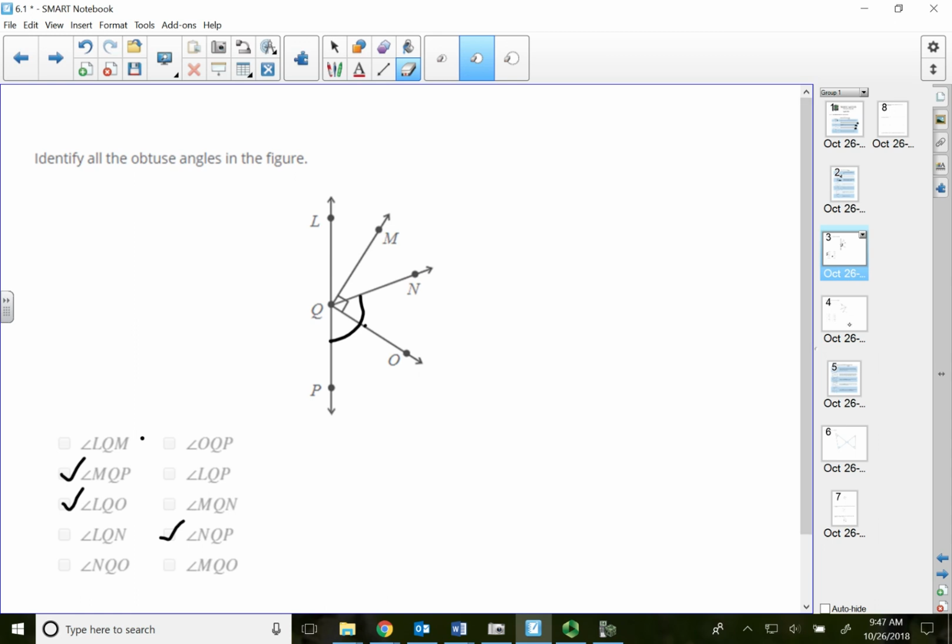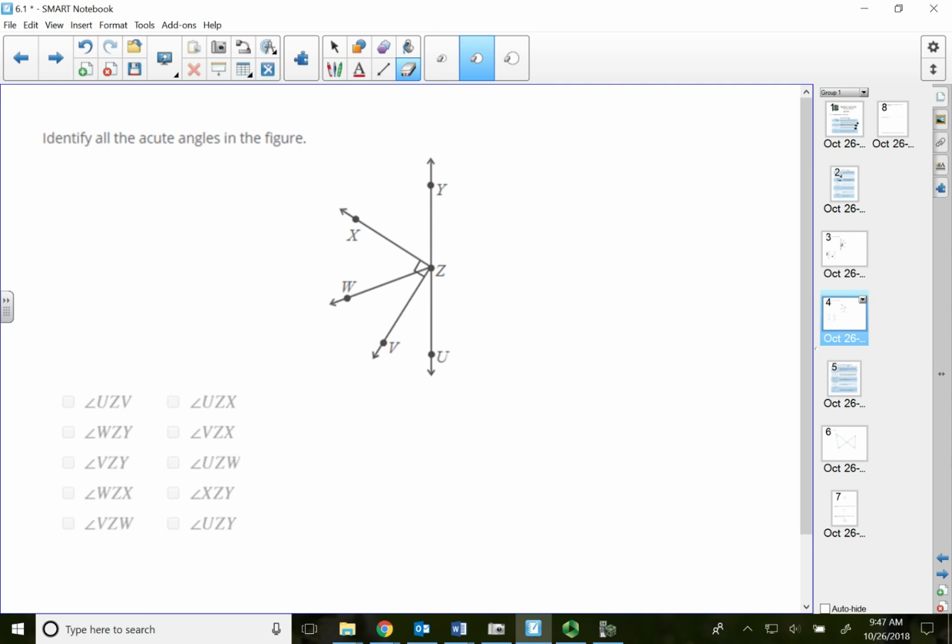All right, let's try some with the acute angles. Again, 90 degrees here in the middle, so that means this angle here and this angle here, all four angles together being 180, so each one of these red ones has to be an acute angle as well. So let's look at my choices here. UZB, from U to Z to B. That's this red angle, that's acute.